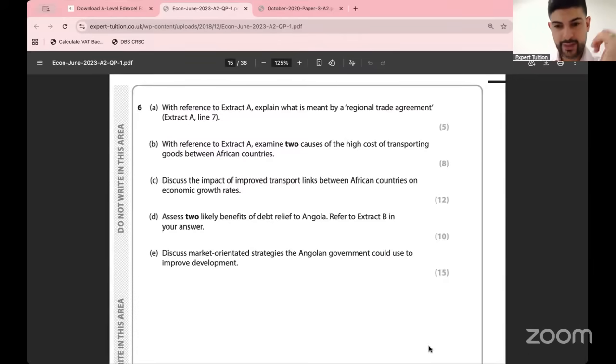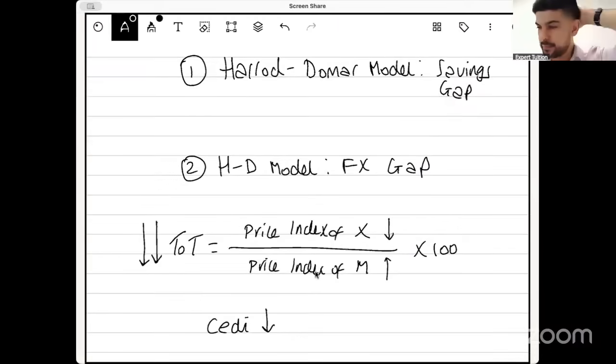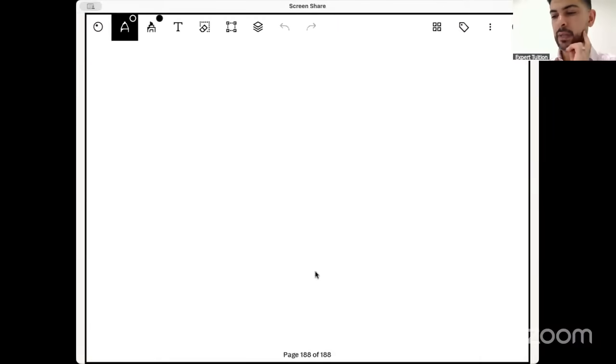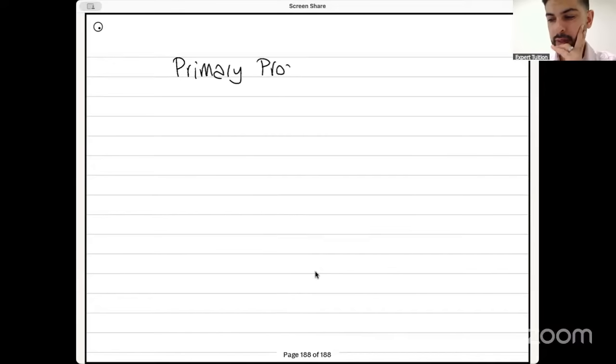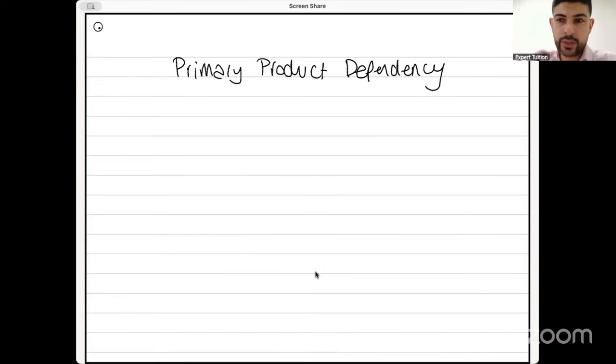Okay, right. Let's go back and do a third limitation to growth and development over here. Number three is massive. Number three is something called primary product dependency. If you're lucky enough that you get this as a 12 or a 15, lucky you. There are two key analyses that I want us to address.